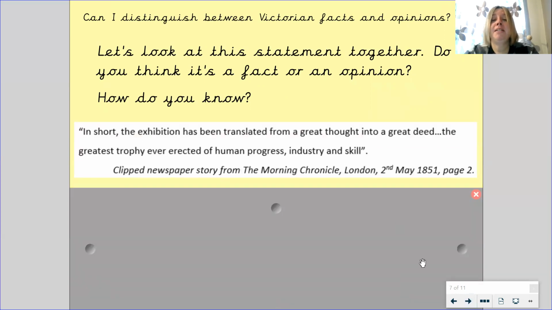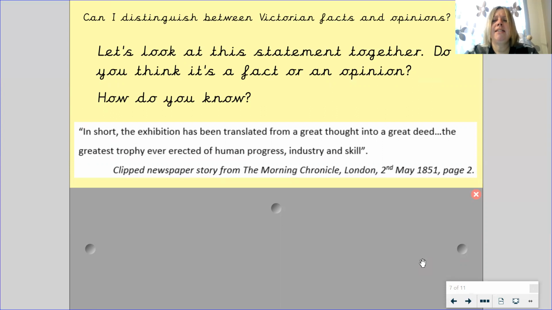Let's look at this statement together. Do you think it's a fact or an opinion? In short, the exhibition has been translated from a great thought into a great deed, the greatest trophy ever erected of human progress, industry, and skill. And this is taken from the Morning Chronicle on the 2nd of May, 1851. And the Morning Chronicle would be a newspaper.